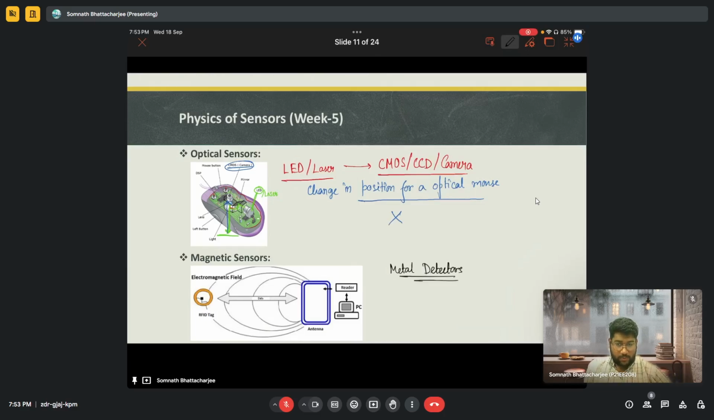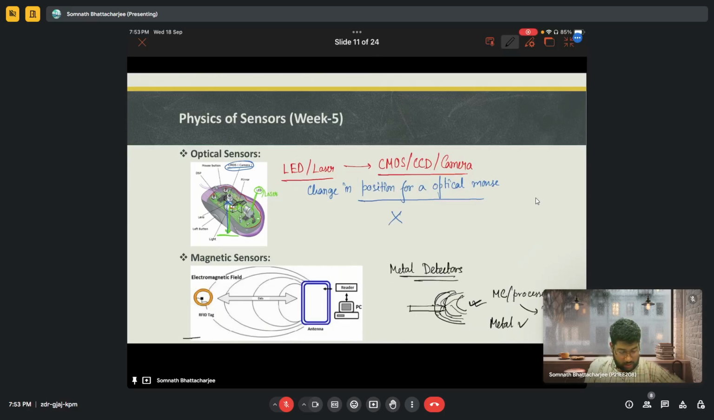So what happens with the metal detector? There's a directly created EM field, right? And if a metallic object is passed through that, there's an interference in the electric field. This change in interference is captured by a microcontroller or a microprocessor, and based on this, we get the information that there is a metal present.